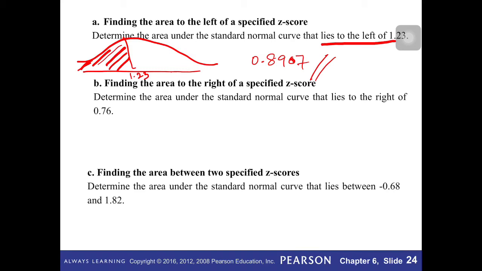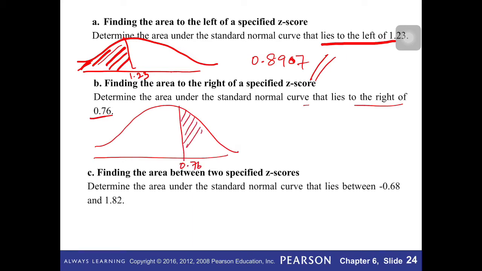Okay, find the area under the standard normal curve that lies to the right of 0.76, which means you have to figure out what is the area of this side. So first what you have to do, you have to find area up to 0.76 and then take 1 minus that. Okay, first try to find the area up to 0.76.